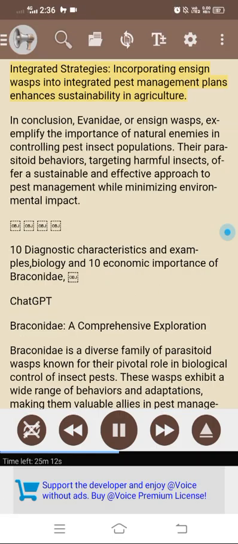Insect pest management. Integrated strategies. Incorporating ants and wasps into integrated pest management plans enhances sustainability in agriculture. In conclusion, Vanidae, or ants and wasps, exemplify the importance of natural enemies in controlling pest insect populations. Their parasitoid behaviors, targeting harmful insects, offer a sustainable and effective approach to pest management while minimizing environmental impact.